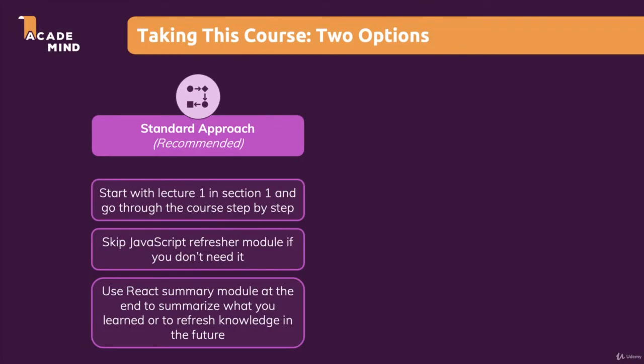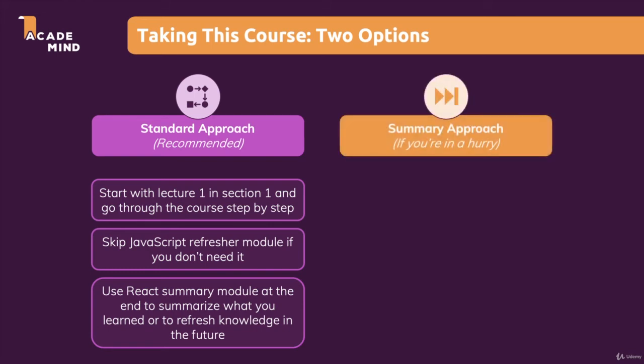Go through the entire course step by step in the recommended order, and then at the end go through that summary module to get a nice summary of what you learned. Now, the alternative approach is the summary approach, as I like to call it. And that approach is for you if you're in a hurry.